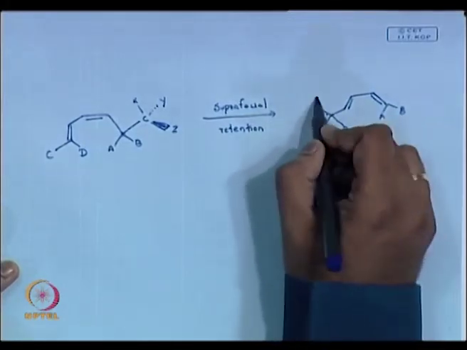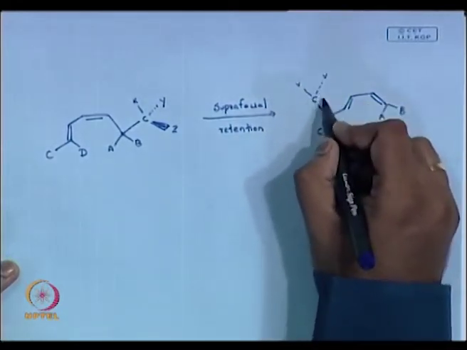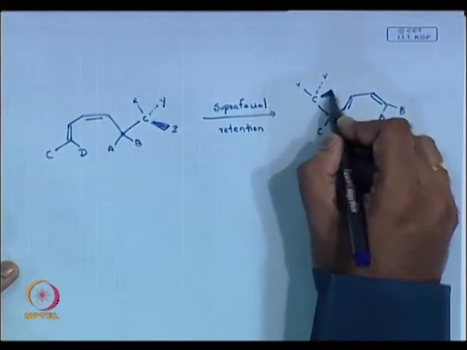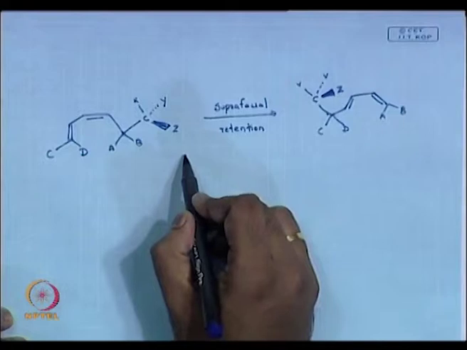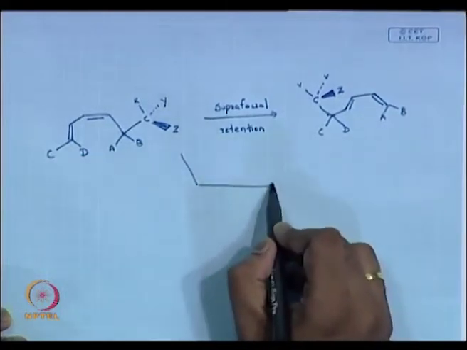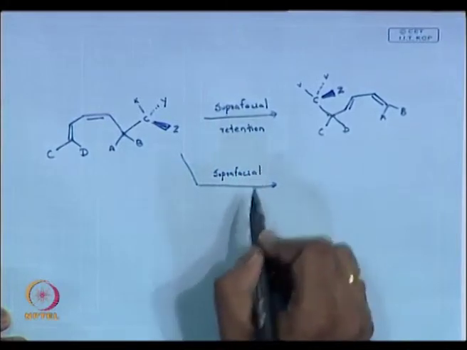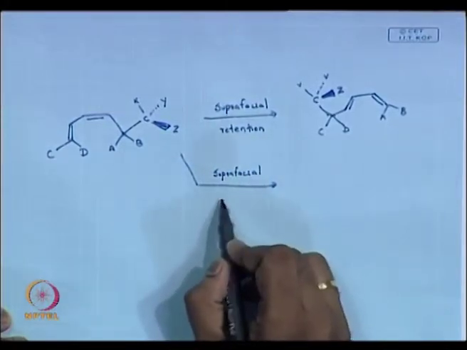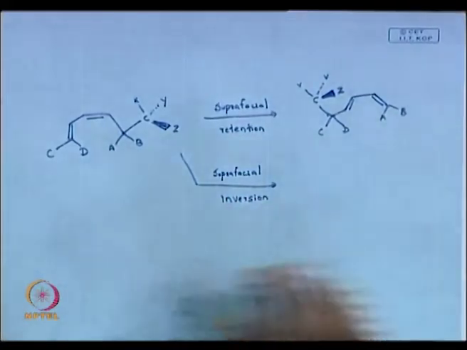Now make sure that the carbon which you are writing, okay, this is what, now your carbon has the same configuration, that is retention. So another option I can write is suprafacial inversion. Okay, you can think about suprafacial inversion can also happen. No, we are just saying what the possible options can be.